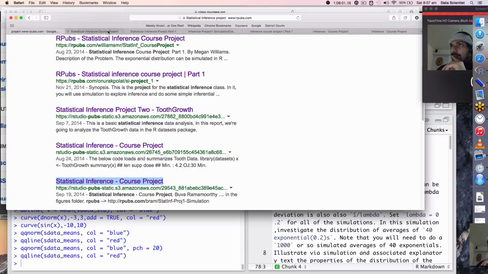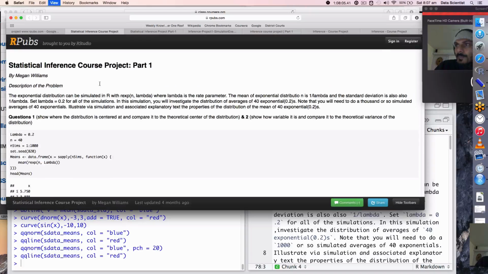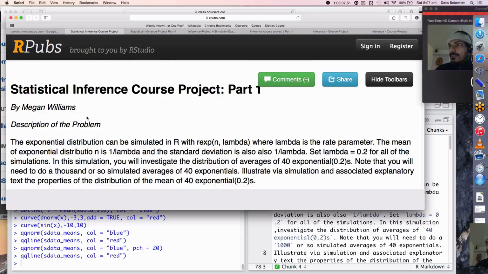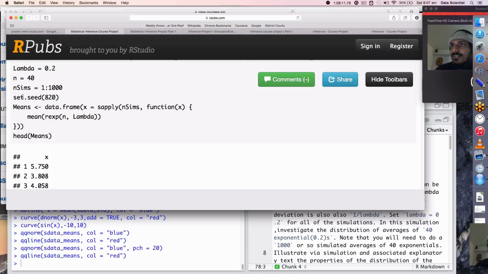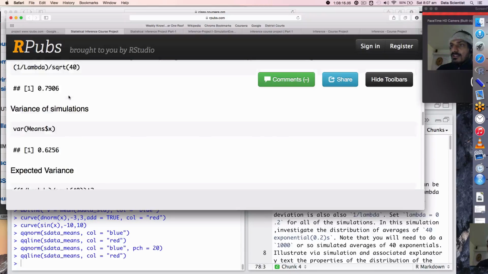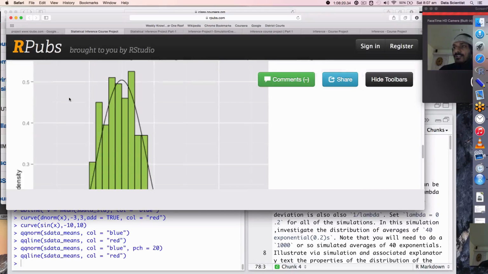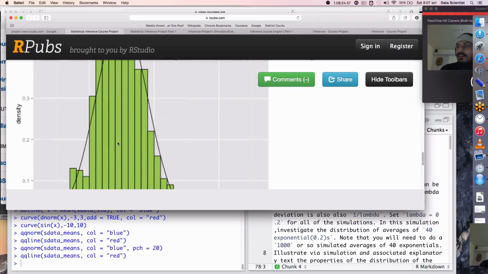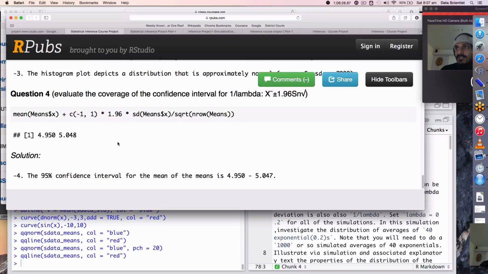Okay, so let's look at them. Here is something done by somebody, and you can see his outputs, what he's done. Remember, we use the set.seed so that you can repeat your experiment. Something similar he's also done, but he's plotting the histogram. I prefer to plot the density curve, because a density curve is a better fit.